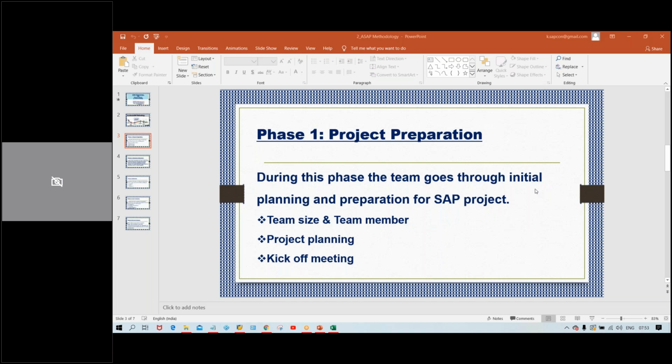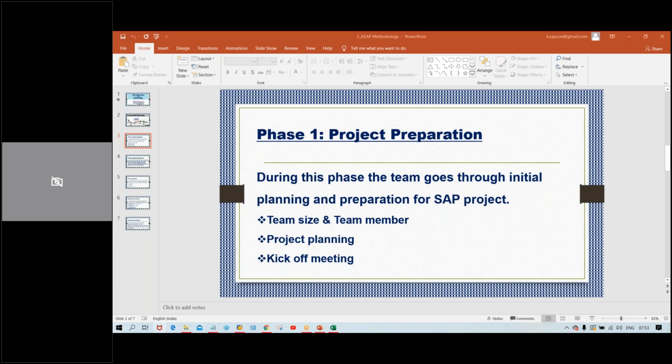So here, what does a kickoff meeting mean? After this meeting, what is happening, guys? Till now, everything is happening internally, there is no involvement of the client. Once the kickoff meeting is done, everybody becomes active and starts performing whatever activities they have. So this kickoff meeting means an internal meeting.